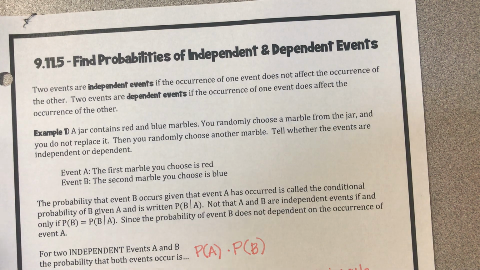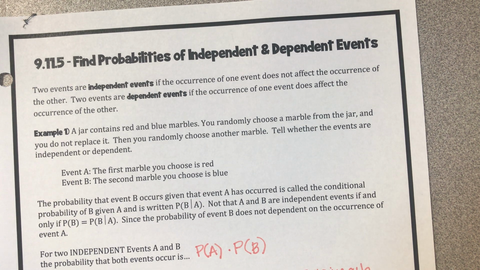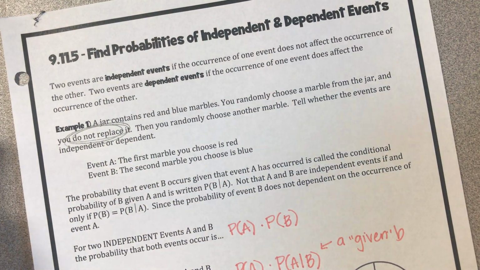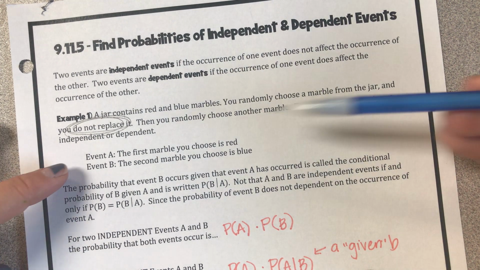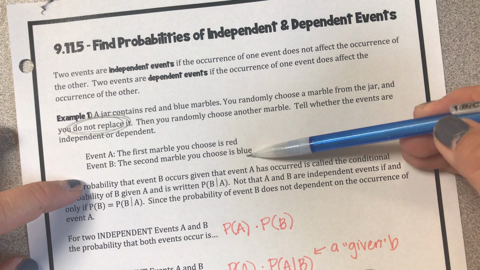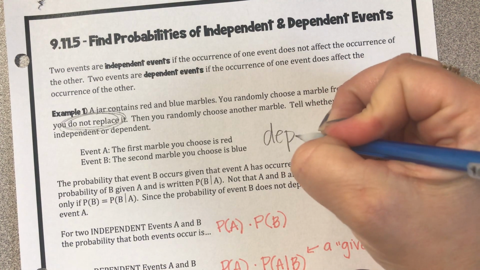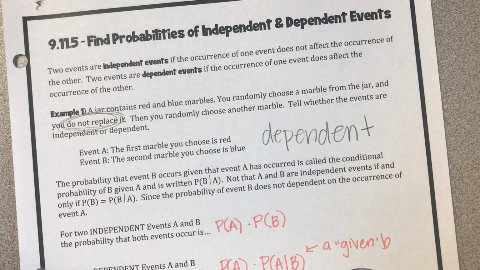So it says a jar contains red and blue marbles. You randomly choose a marble from the jar and you do not replace it. Then you randomly choose another marble. Tell whether the events are independent or dependent. So event A is choosing red, event B is choosing blue. So these would be dependent because what you pick in part B depends on what you get in part A. That denominator is going to go down, okay?